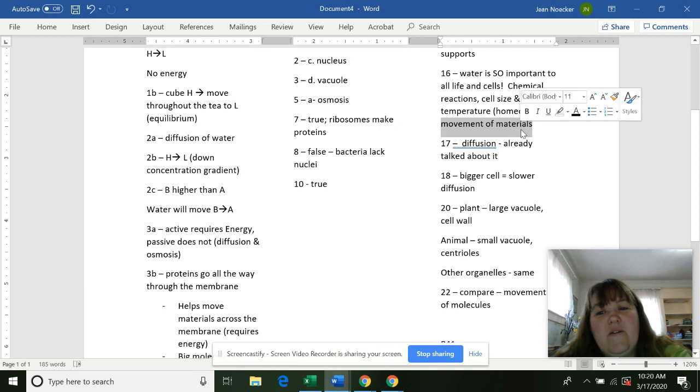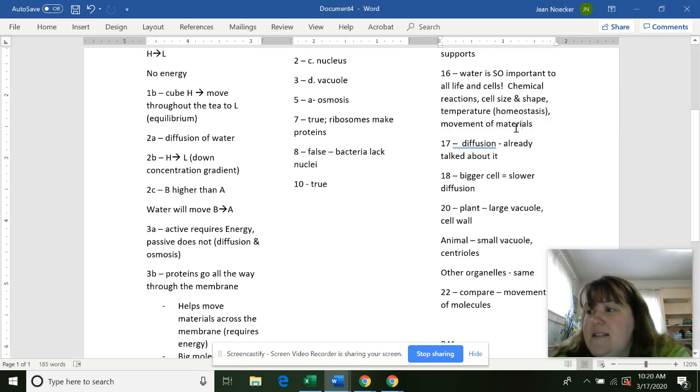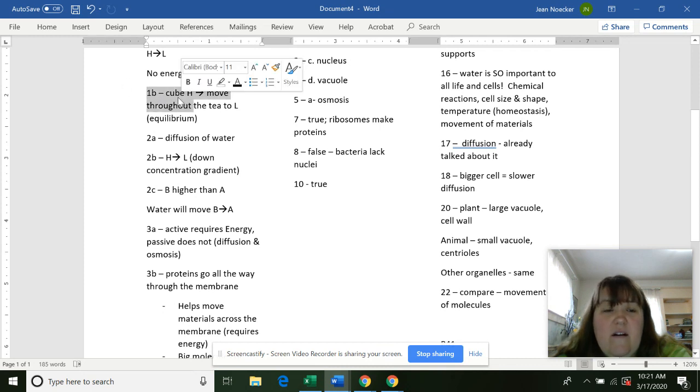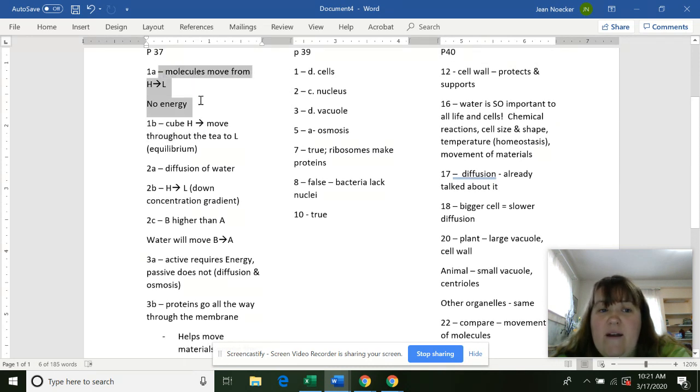And water also helps move materials. If something can dissolve in water, it can move through your blood, it can move through your organs, it can even move through your cells. 17, what is diffusion? We already talked about it over here. It is movement from high molecules to low, and it doesn't require energy.